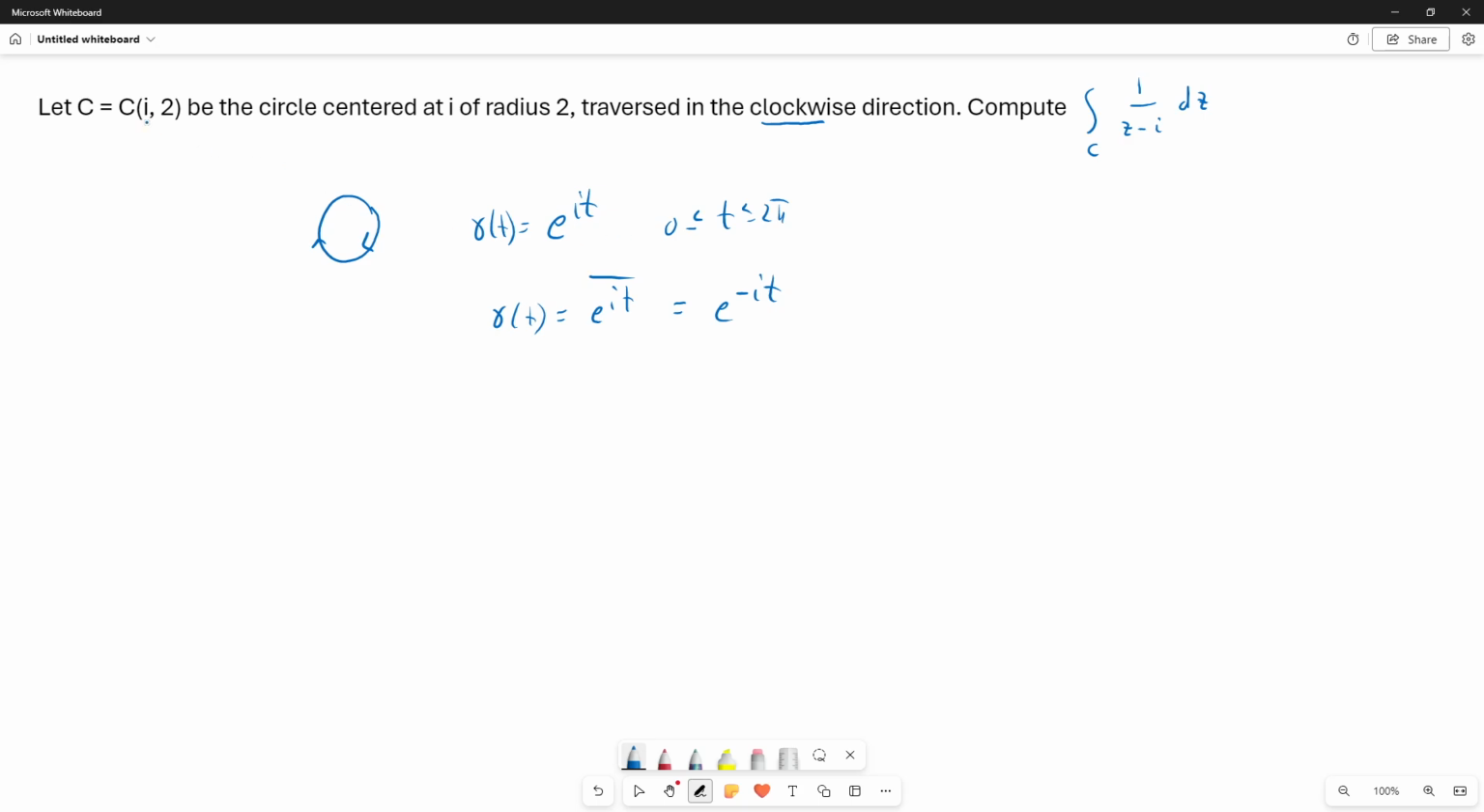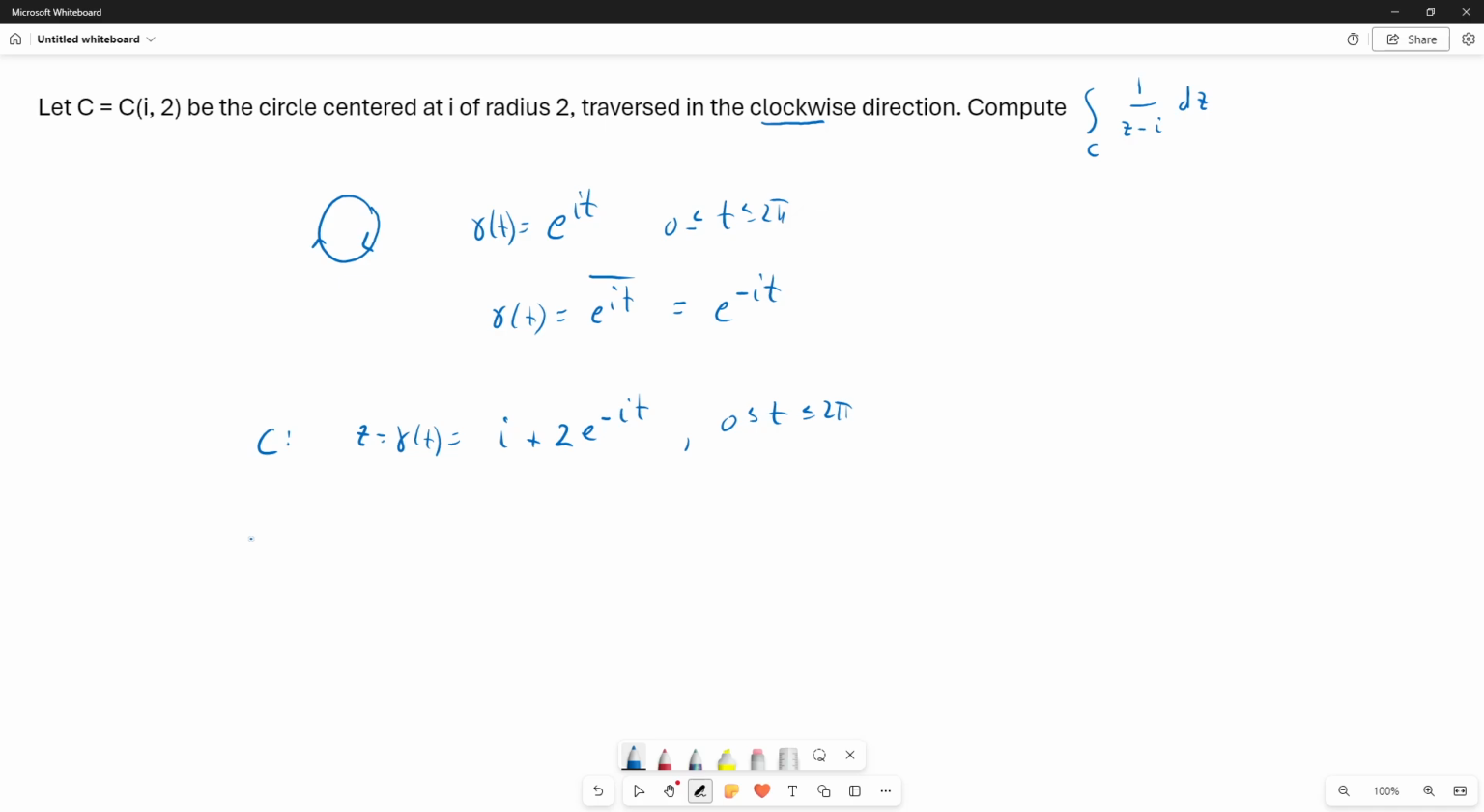So in our case, our C is going to be given by z equals gamma of t equals, and now we have a center at i, so we have i plus, and then our radius is 2 and not 1, so we would have to multiply by 2 here. So 2 e to the minus it, where t goes between 0 and 2 pi. So there's a parameterization of our circle.